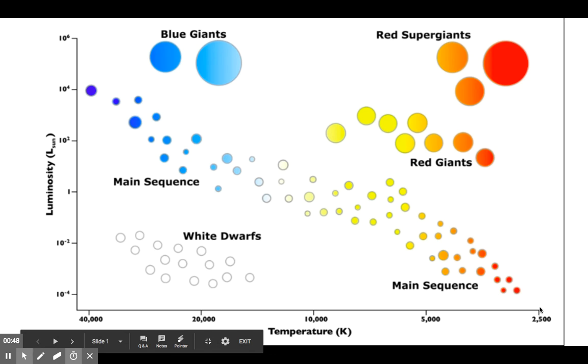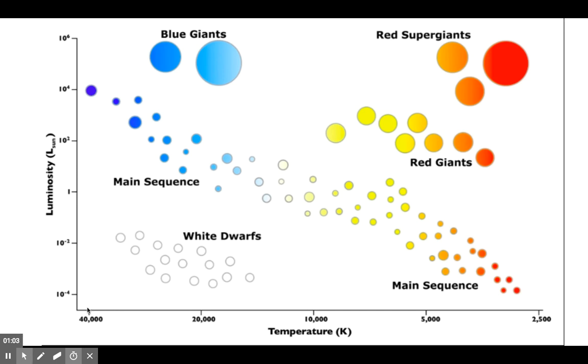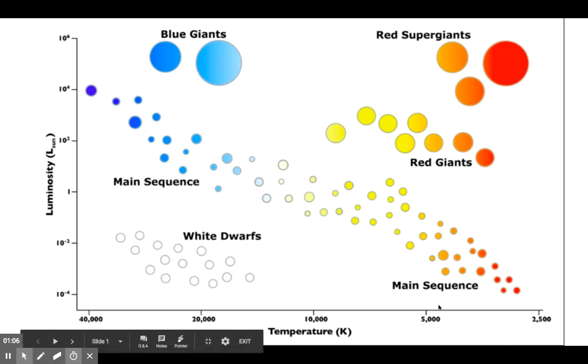So this is the low side of the HR diagram, the low temperature, and it increases as you go to the left. So 2,500 to 5,000 to 10,000 to 20,000 to 40,000. The hottest stars are on the left side of the HR diagram, and the coolest stars are on this side of the HR diagram.